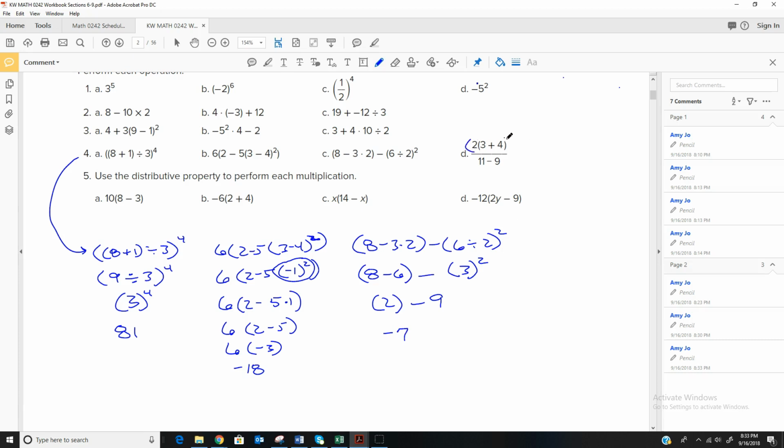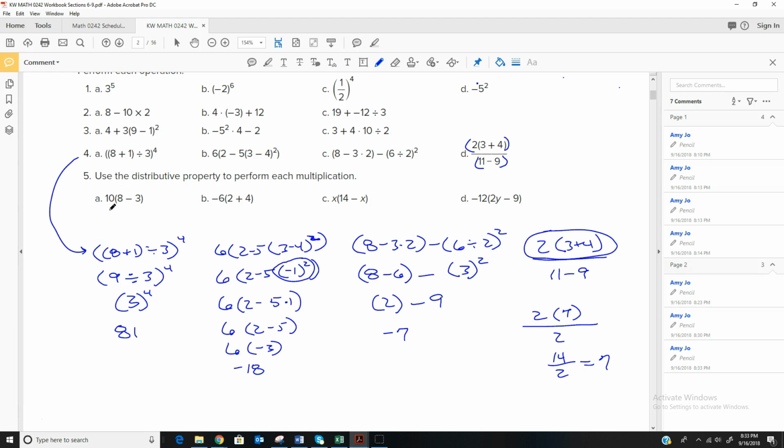On this next one, don't forget that this means that we're going to do the entire top and the entire bottom before we do the division bar. So on the top, I want to make sure that I follow order of operations. So I'm going to do the parentheses before I multiply. That's going to get me 2 times 7 on the top. 11 minus 9 we can go ahead and do because it doesn't affect the top at all. Then 2 times 7 is 14, divided by 2 gives us 7.